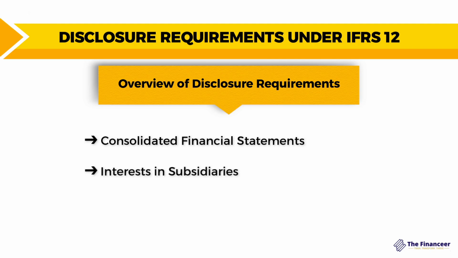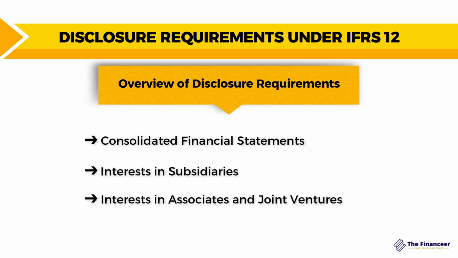Number 2, the company also must comply with the disclosure requirements related to the interests in subsidiaries, including the name, country of incorporation, and the proportion of ownership for each subsidiary. It is essential to highlight here that any significant restrictions on the ability to access or use assets and settle liabilities must also be disclosed.